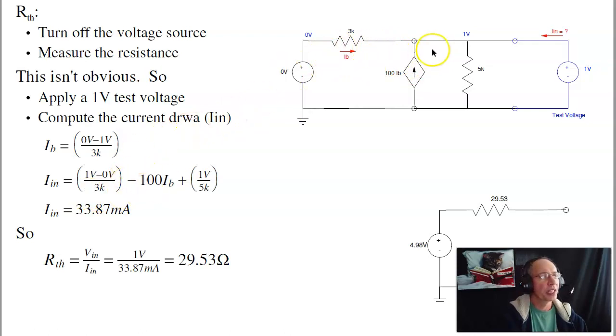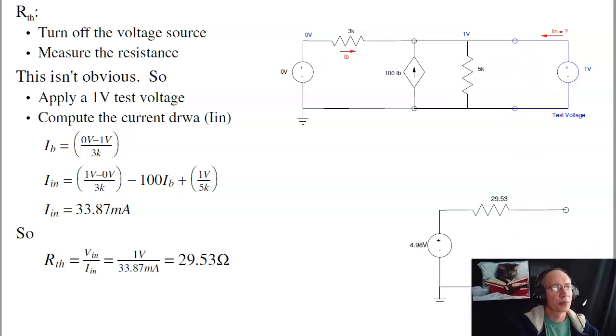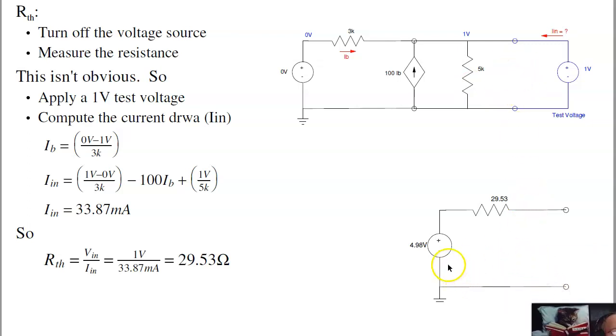Put it all together, the three currents add up. I get a total of 33.87 milliamps. The resistance then is 1 volt produced a 33 milliamp current draw, so it must be 29 ohms looking in. So the Thevenin equivalent is 4.98 volts and 29 ohms.